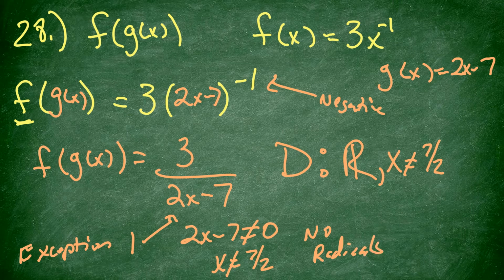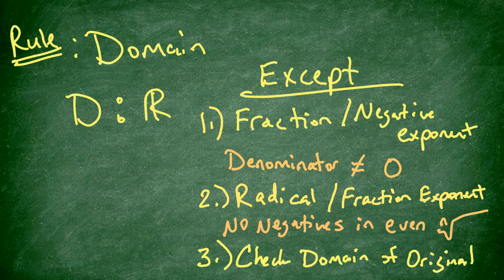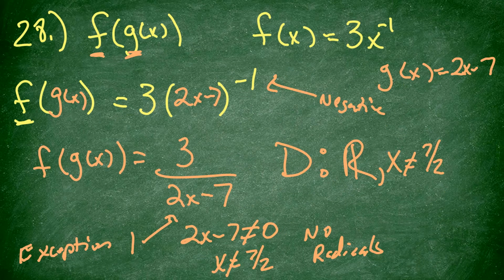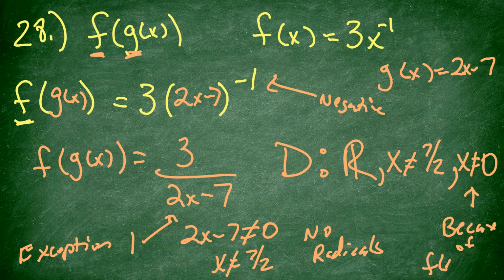But now I have to check the original. So I have to check F and G. So I go back and look at F and G. F says x cannot equal 0. So since F says x cannot equal 0, G I don't have to worry about because it's all the real numbers. So because of that, I say x can also not equal 0, because of f of x's domain.